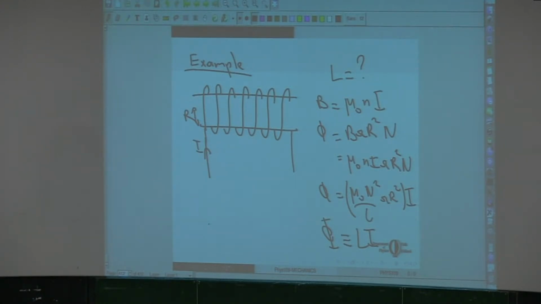Oops, sorry. L is mu0 N squared over d pi r squared.